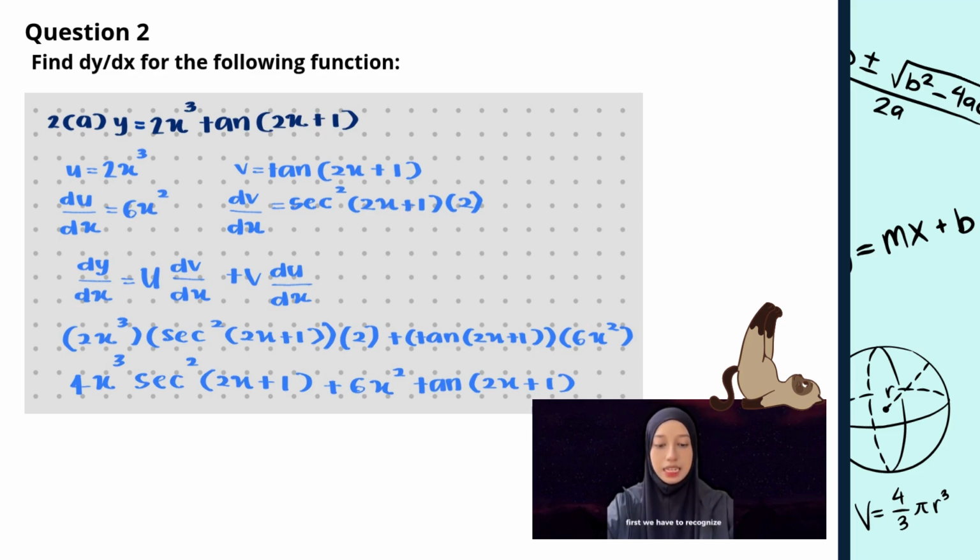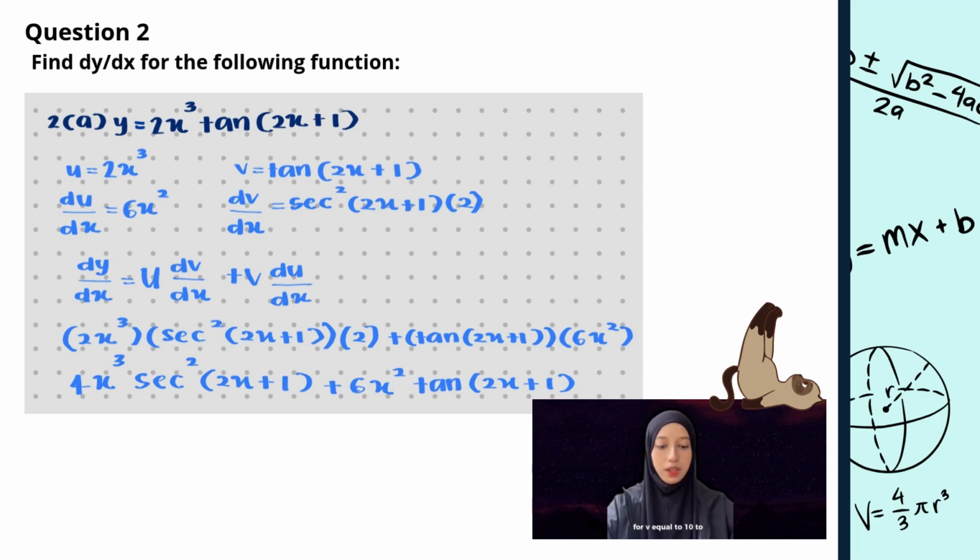First, we have to recognize that the given function y equals 2x cubed multiplied by tan(2x plus 1) is a product of two functions. This means we need to use the product rule to differentiate. The product rule states dy/dx equals u dv/dx plus v du/dx. Next, we let the first part u equal 2x cubed and the second part v equal tan(2x plus 1). Now we differentiate both parts separately. The derivative of u equals 2x cubed is 6x squared.